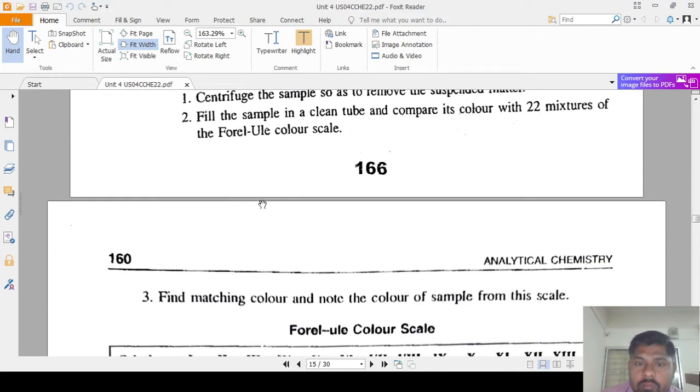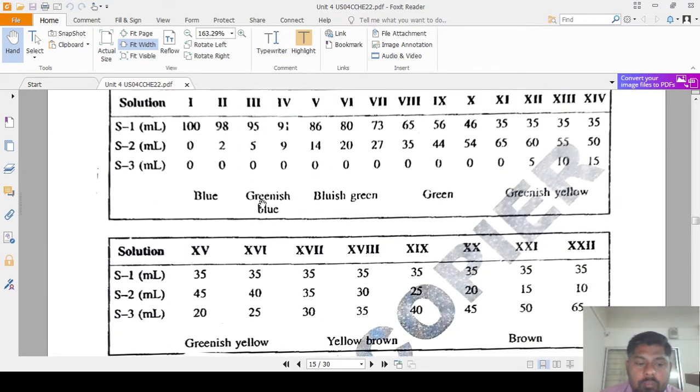So, first of all, what do you have to do? You have to prepare all this series, those are our standard solution or reference solution. Then we compare the color of the sample solution, the tube, with those reference tubes and we find out the value.